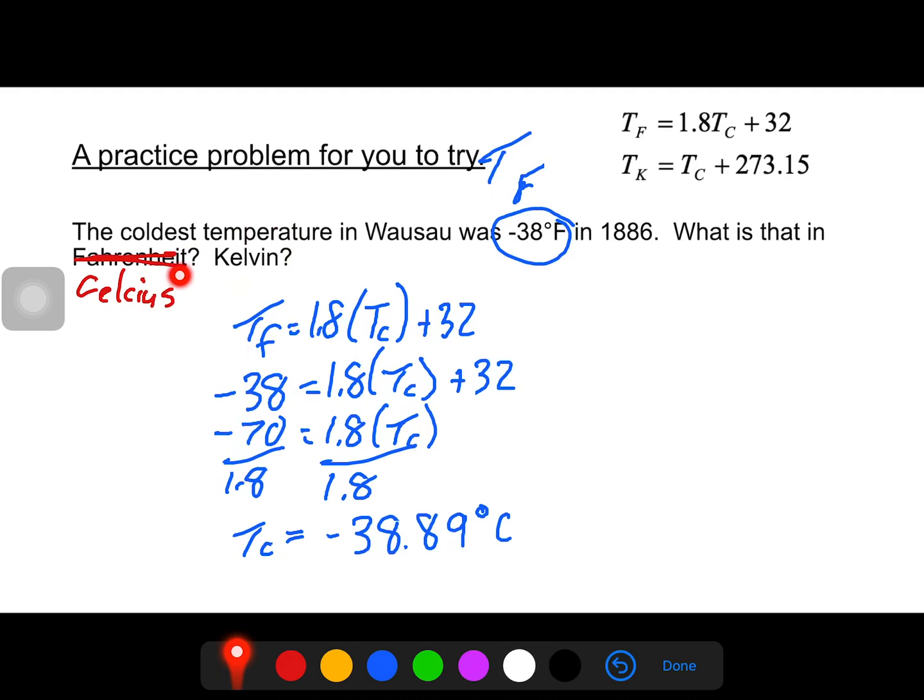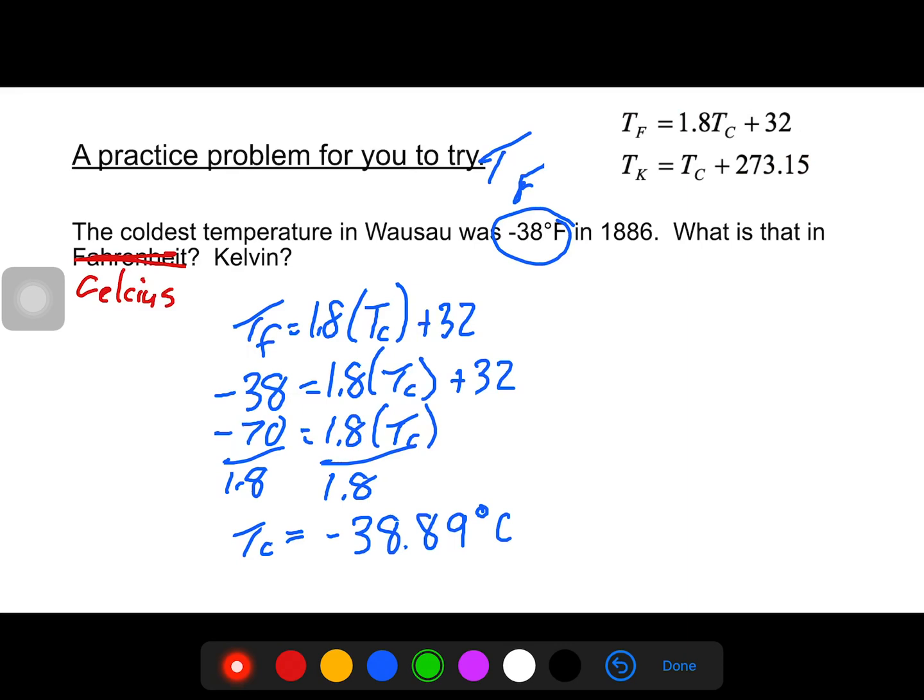Now, whenever they ask us to solve for Kelvin, notice our formula is between Kelvin and Celsius. It's not Kelvin and Fahrenheit. So if we are solving for temperature in Kelvin, we have to get to Celsius first. We can't go straight from Fahrenheit to Kelvin using the equations we have. Is there another equation out there that goes straight there? I'm sure there is, but that's not what I have.